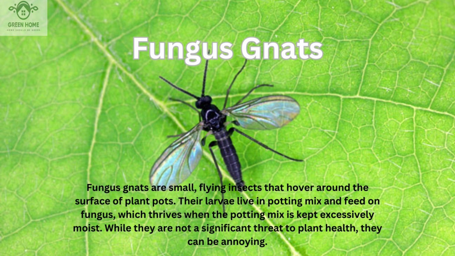Fungus gnats. Fungus gnats are small, flying insects that hover around the surface of plant pots. Their larvae live in potting mix and feed on fungus, which thrives when the potting mix is kept excessively moist. While they are not a significant threat to plant health, they can be annoying.